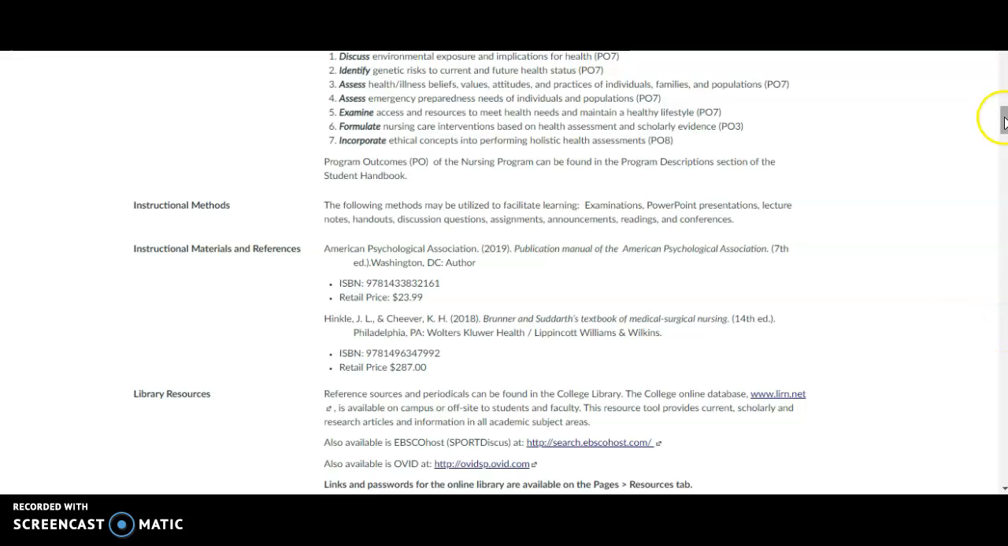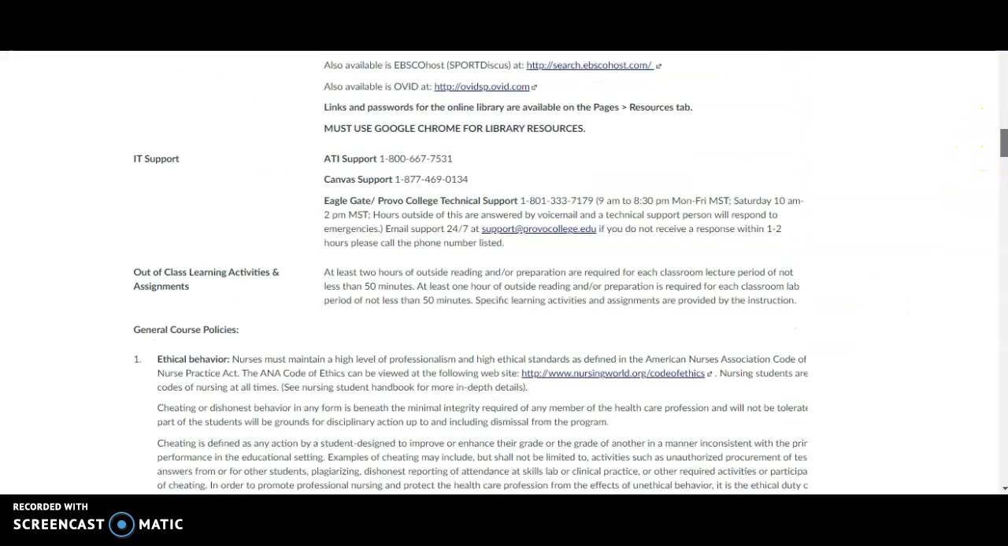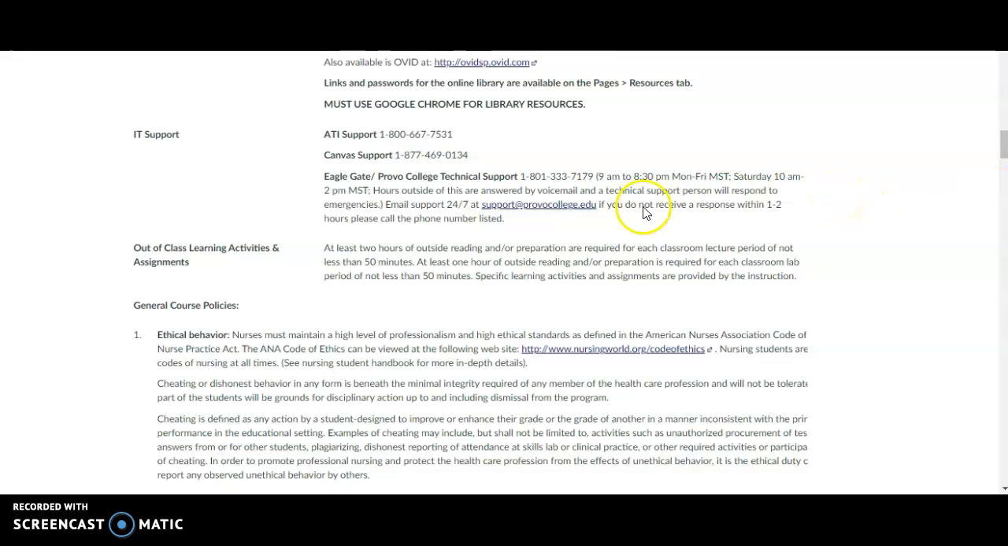These are your sources to go to the library. However, if you go back to the side, there's LRN Library, which is a quick jump right into the library where you can find your references that you need for your scholarly discussions and your assignments. These are the different websites you can use. And IT support, you can contact Jeff or Ron at support at Eaglegate College, Provo College EDU, I should say, and they will get back to you with any concerns that you might have.